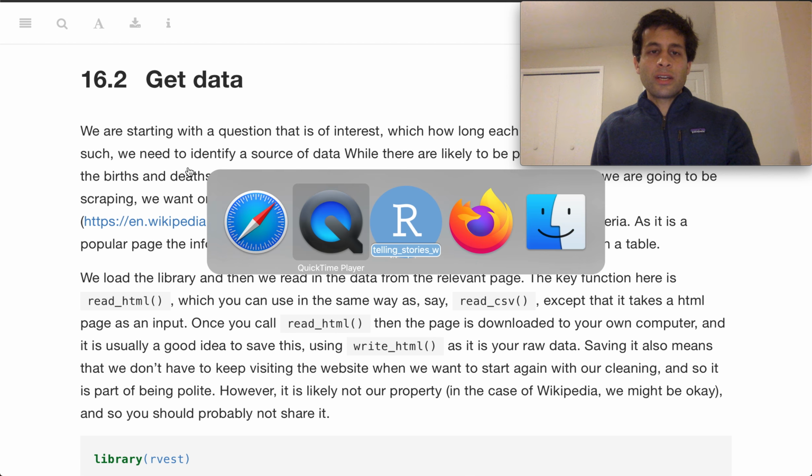Now, I tend to save this data for a number of reasons. Firstly, it's just polite, because it means that we don't have to keep visiting their website every time we want to start again with our data analysis. We're going to make plenty of mistakes as we're going through, and we're going to need to be restarting every time. So if we save our own copy, then we can just go to that local copy and not have to hit their website. And so that's just being polite.